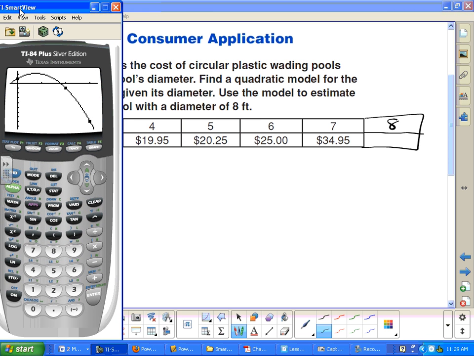So we're going to put this data in our list. The diameters are going to go in list 1. So first thing we want to do is clear our lists so there's nothing in them. Go up to the list number, hit clear, and enter. So your lists are completely empty first. Four, 5, 6, and 7 will go in list 1. Those are our diameters.